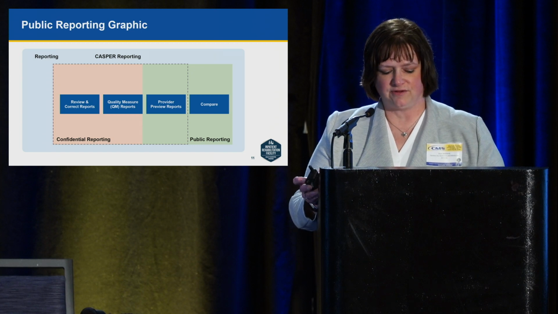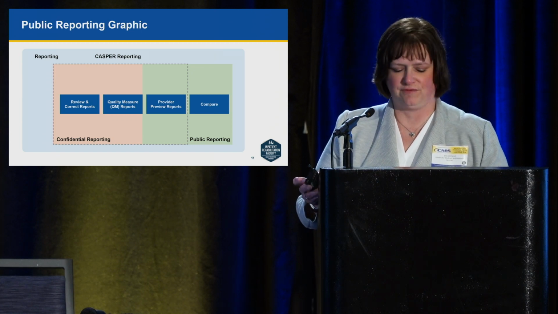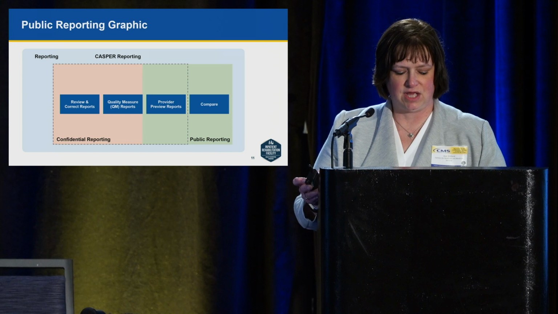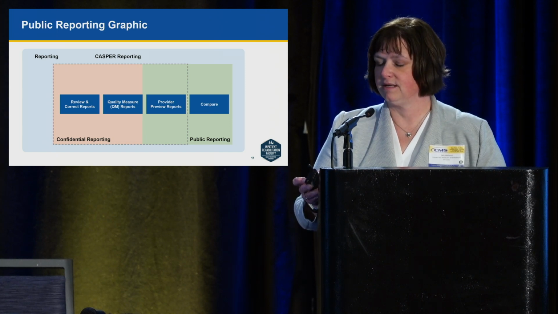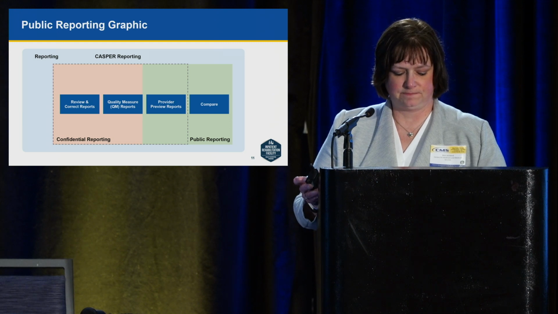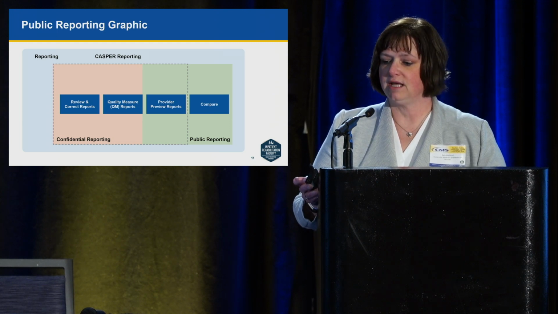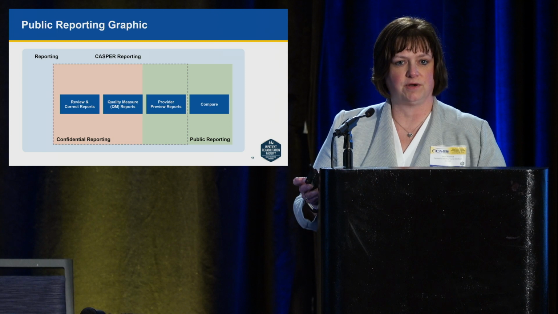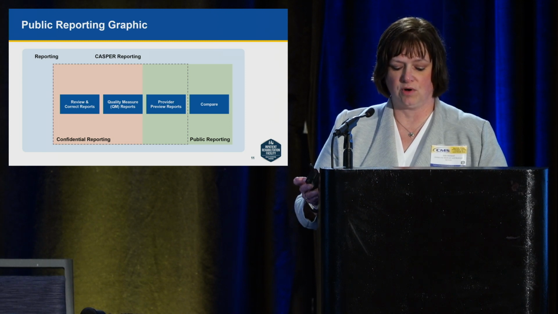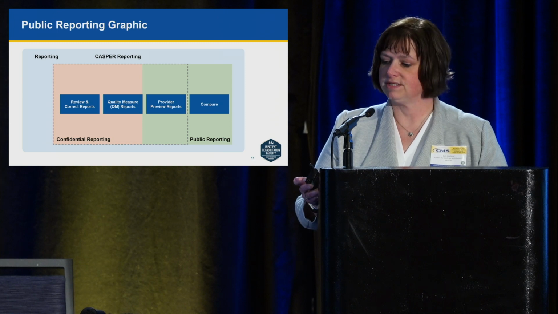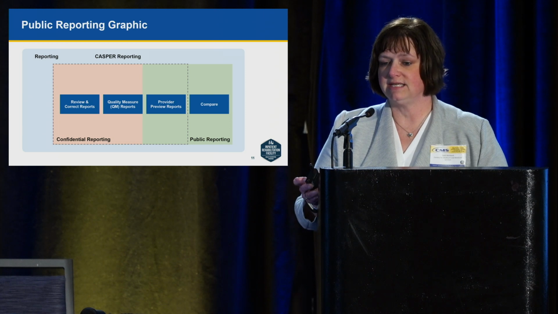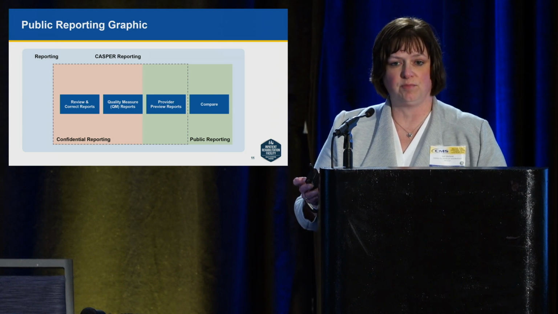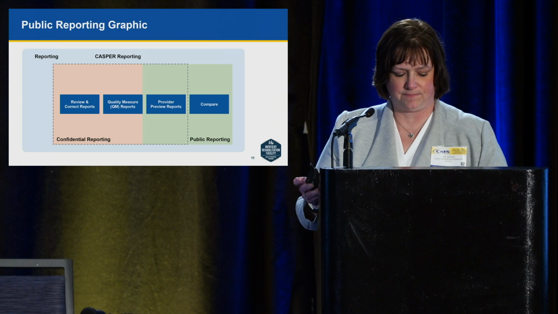Now, this graphic may look familiar to those who have participated in the IRF QRP training in the past. This graphic shows two types of reporting: confidential reporting and public reporting. The confidential reporting includes the IRF Review and Correct report, the IRF QM or Quality Measure reports, and the Provider Preview report. The public reporting portion of the graphic identifies the data that are publicly reported on the Compare website.